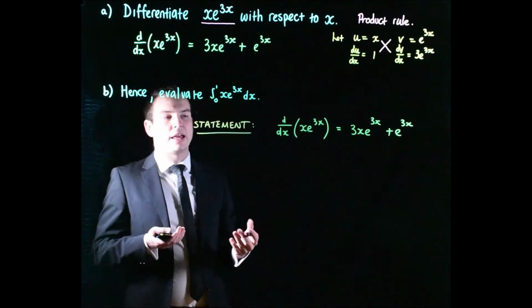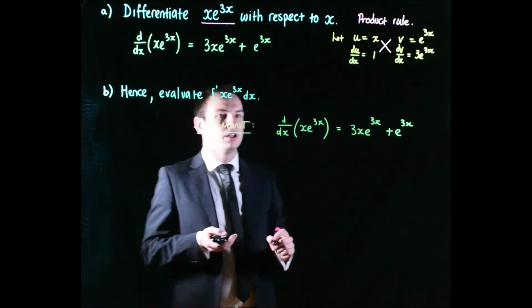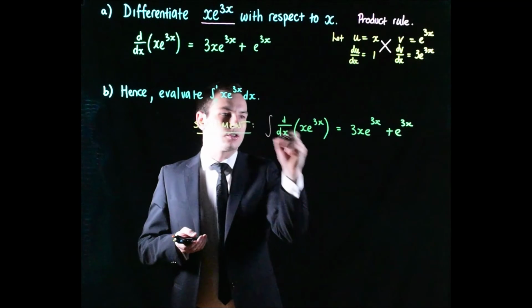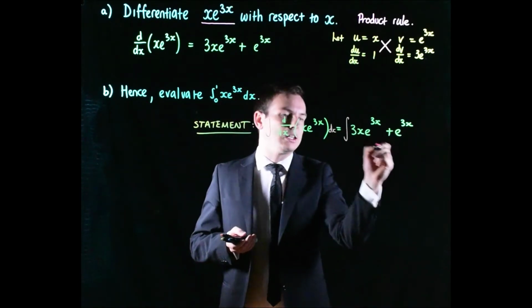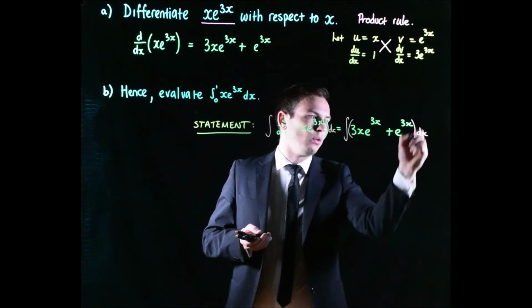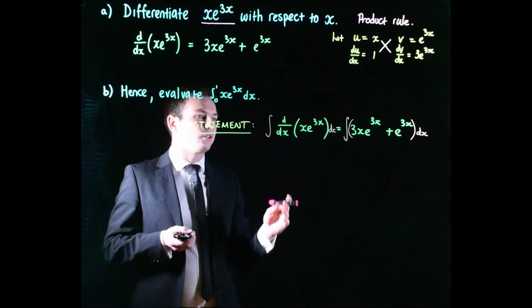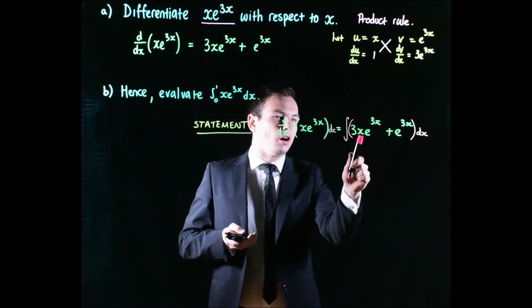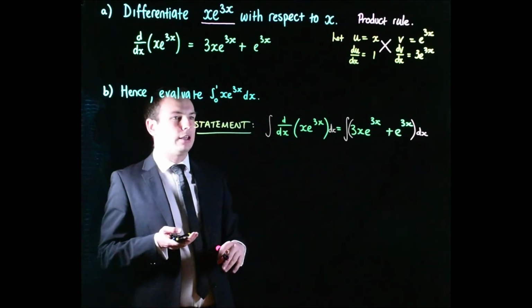And the reason why that's useful is that we can actually integrate both sides of this. So we could have the integral of the left-hand side with respect to x be equal to the integral of the right-hand side with respect to x. And that's the integral of all of those terms, of course. So the reason why that's useful is we've now got the integral of an xe to the power of 3x term appearing in our working.